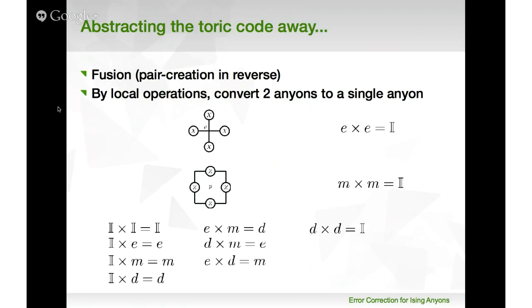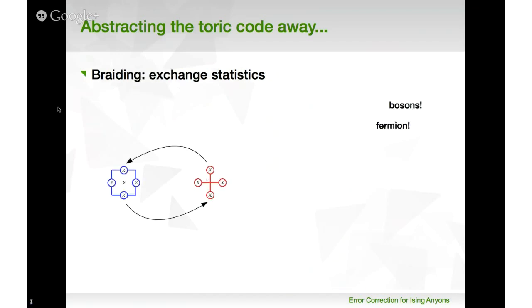We have that E fused with M gives us a dion, right? This is sort of unsurprising, and so on for various cyclic permutations. We find that a dion is its own antiparticle. Okay, so we can ask about other exotic phenomena that we know about from other contexts.